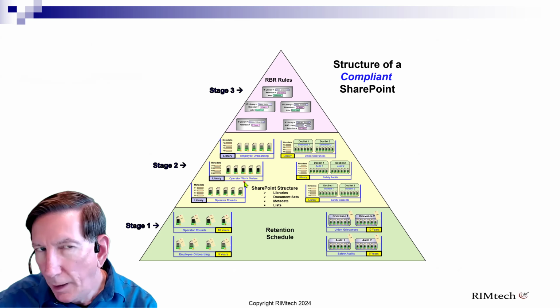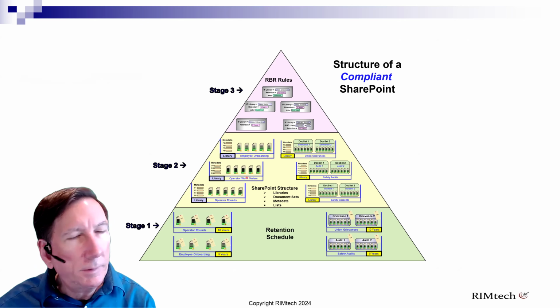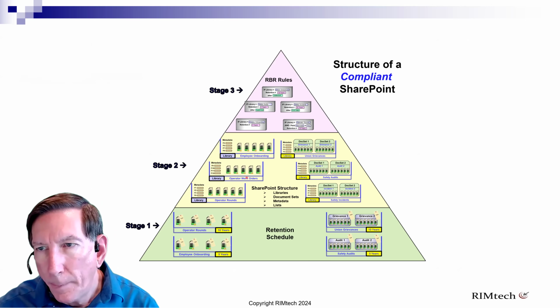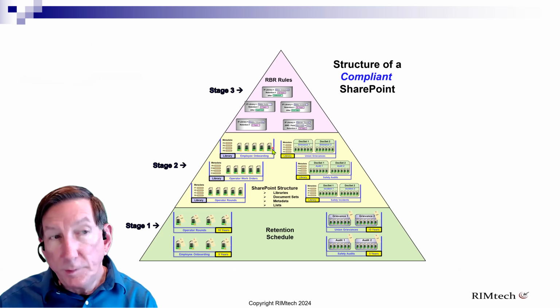So now we have 800 places to store our documents. Why? Well, because we're doing 800 different business activities. Now, this is where it gets super interesting in the top. The top layer is invisible.